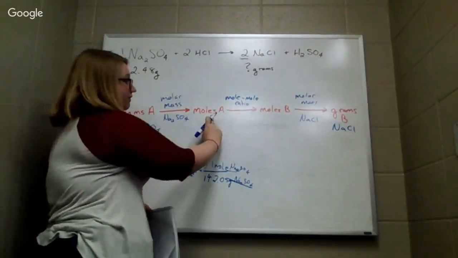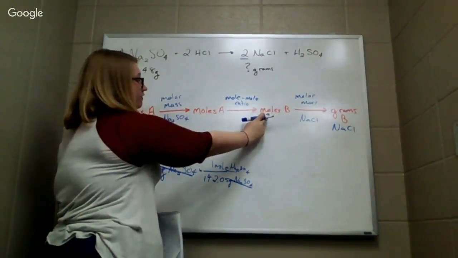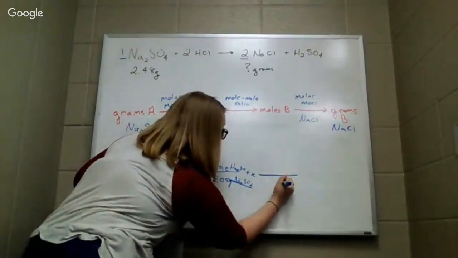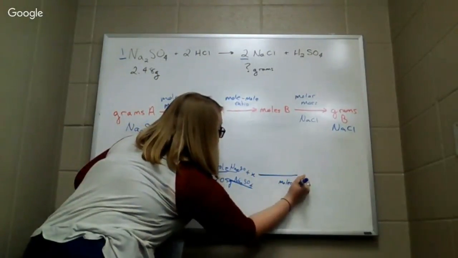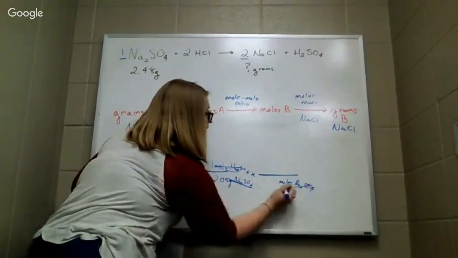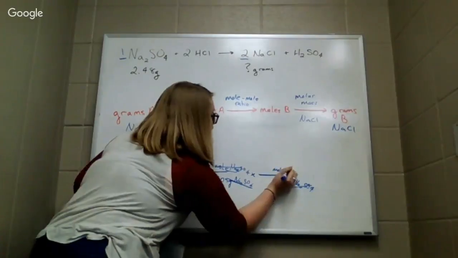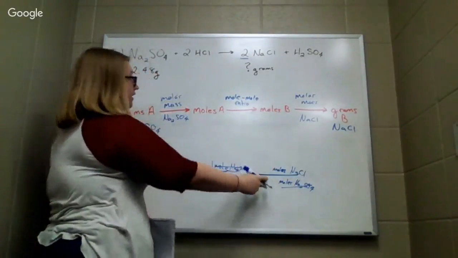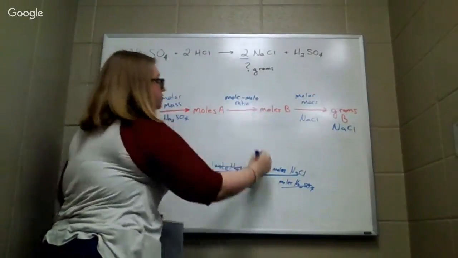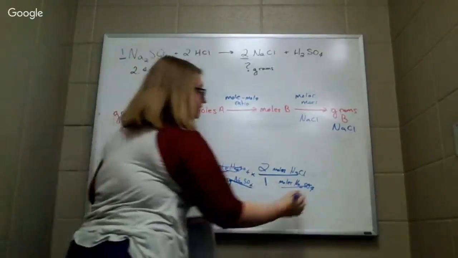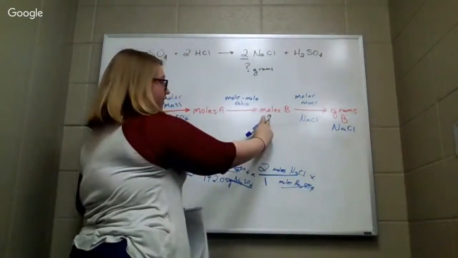Once I have moles of sodium sulfate, I'm then going to solve for moles of sodium chloride using my mole-to-mole ratio. I'm going to put moles of sodium sulfate on the bottom so it cancels out. I'm going to put moles of NaCl on top because that's what I'm solving for. Going up to my equation, I know that a 2 goes with sodium chloride and a 1 goes with sodium sulfate.